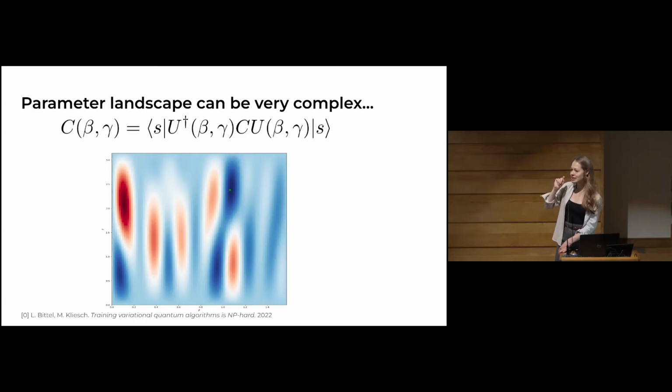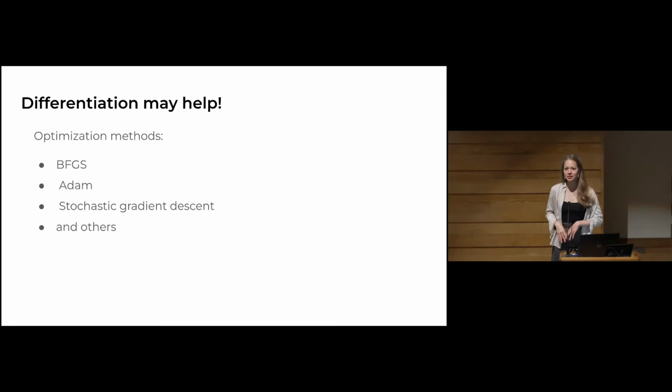Here is an example only for two parameters. You can have more, and things only get worse when you have more parameters. It was even observed that for some variational ansatz, it can be NP-hard to find the optimal parameters as well. But this task of optimization of a multivariable function existed long before the appearance of quantum computing.